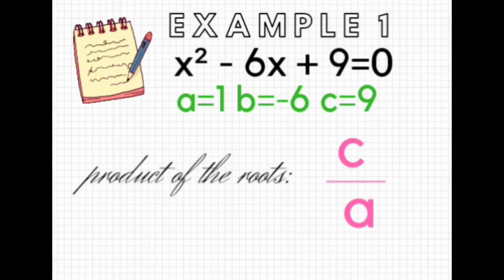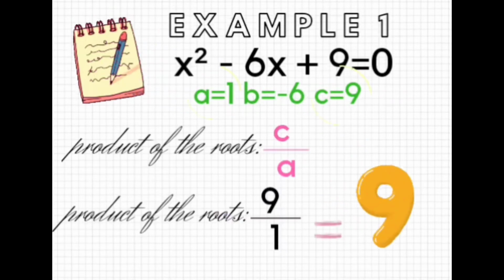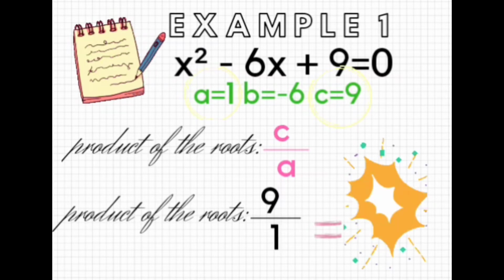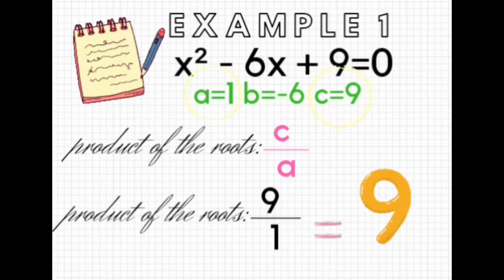To find the product of the roots of the given quadratic equation, we will use the formula c over a. Substitute the value of c, which is 9, and the value of a, which is 1. So we will have 9 divided by 1 is equal to positive 9. Therefore, the product of the roots of quadratic equation x squared minus 6x plus 9 equals 0 is positive 9.